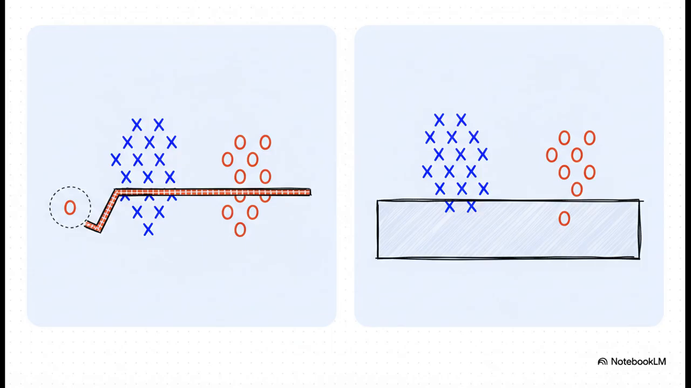A hard margin demands absolute perfection, which makes it brittle. A soft margin is way more practical. It says, you know what, it's okay to make a few mistakes. I'll let a few points be on the wrong side of the street if it means I can create a much wider, more robust boundary overall. And for pretty much any real-world problem, this is the way to go.